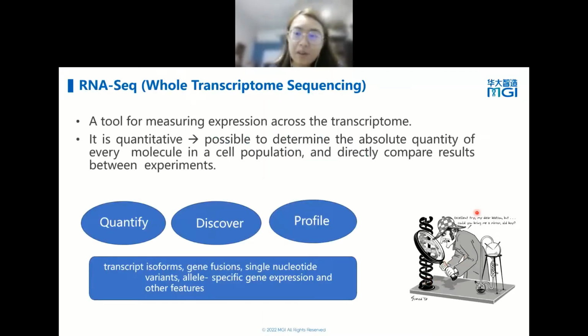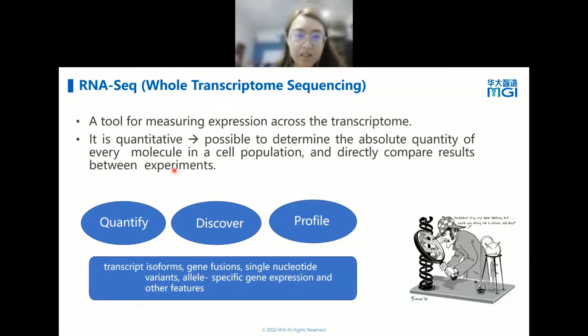I think we are all aware, or I believe all of us should know by now that RNA-seq is a tool for measuring expression across the transcriptome. Sometimes people refer to RNA-seq as whole transcriptome sequencing. Mainly it's a quantitative method to determine the absolute quantitative value of each molecule in a cell population. With this information, we can directly compare the results between experiments.